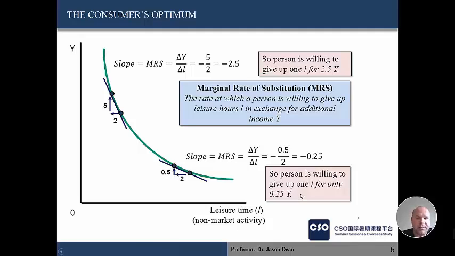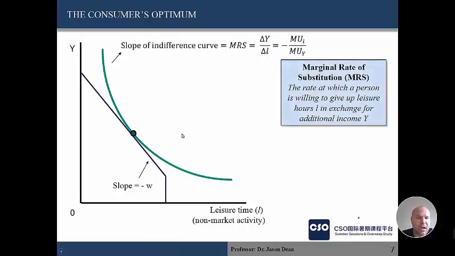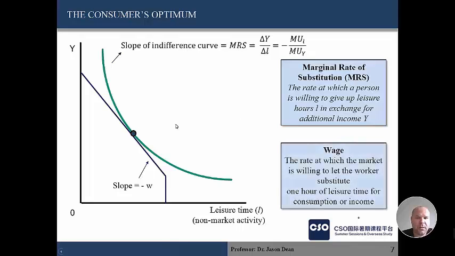So in words, the person is willing to give up 1 hour of leisure for only 0.25 Y. Okay, so the slope of lines tangent to the indifference curve is the marginal rate of substitution, and at the optimum point here, the marginal rate of substitution is going to equal the wage. And that's because, remember, the slope of the budget constraint is equal to the wage. It's negative. Marginal rate of substitution is negative. So we can just set them equal to each other and ignore the negative. Okay, so this is the optimum point.